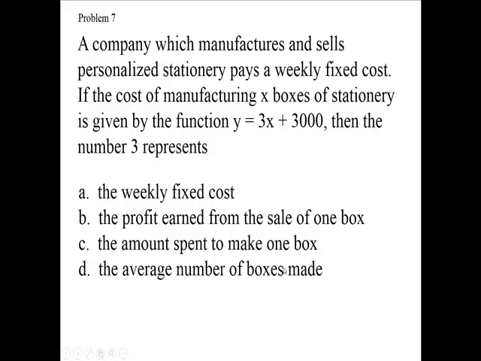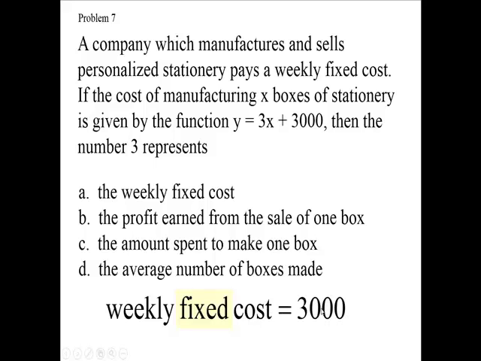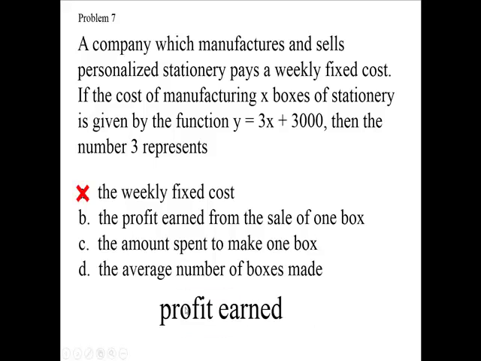Of course, the average number of boxes, x, is the boxes. x would have to do something to do with the boxes. You're not going to take 3 times the number of boxes and get the average number of boxes. So the weekly fixed cost, since it's fixed, every week you're having to spend $3,000. So get rid of answer A. Profit, we're not talking about profit here.